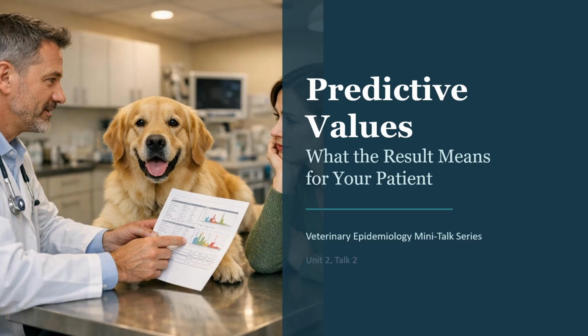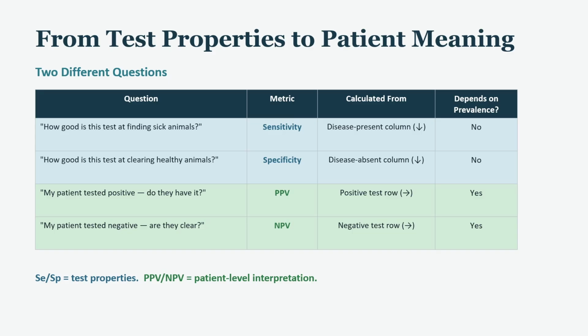That question is answered by predictive values, and predictive values do depend on prevalence, which is why the same test with the same sensitivity and specificity can give you very different information depending on the population you're working in. That's what this talk is about.